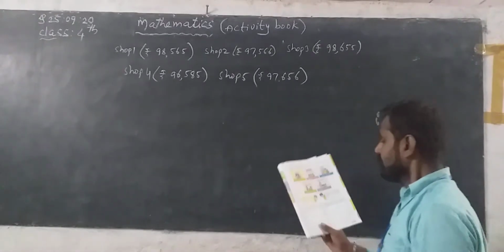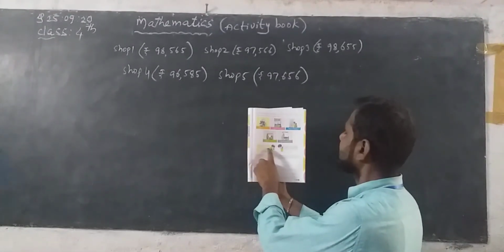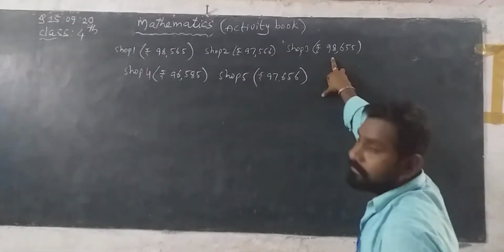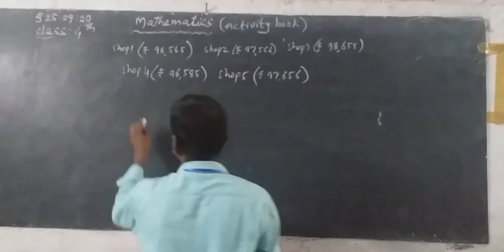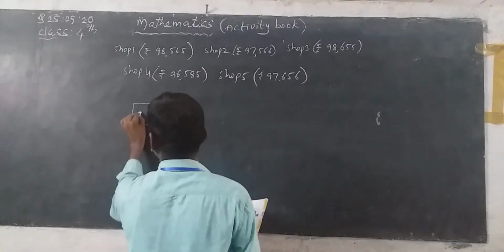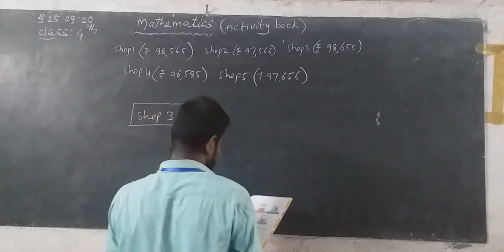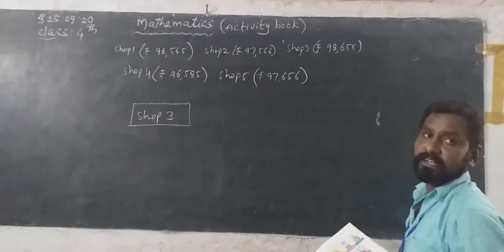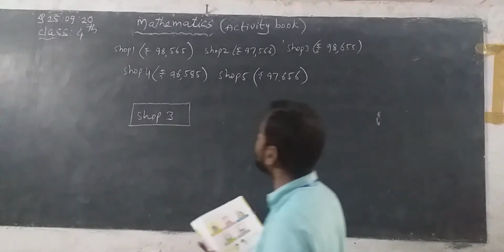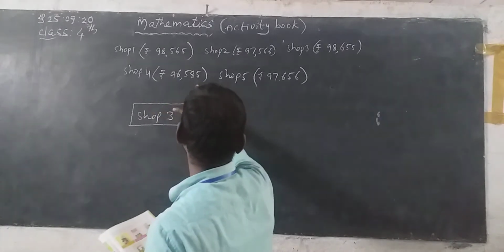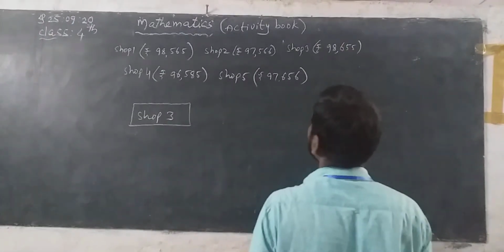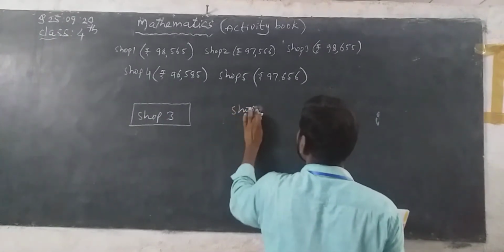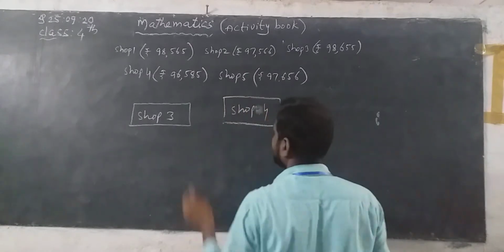See here, asking one question. Which shop collected the highest amount? Which shop, beta? See here, shop 3. So you can write here shop 3. Now next, which shop's amount collection is the lowest? See here, 96,585. Okay, shop 4. Write down everybody.